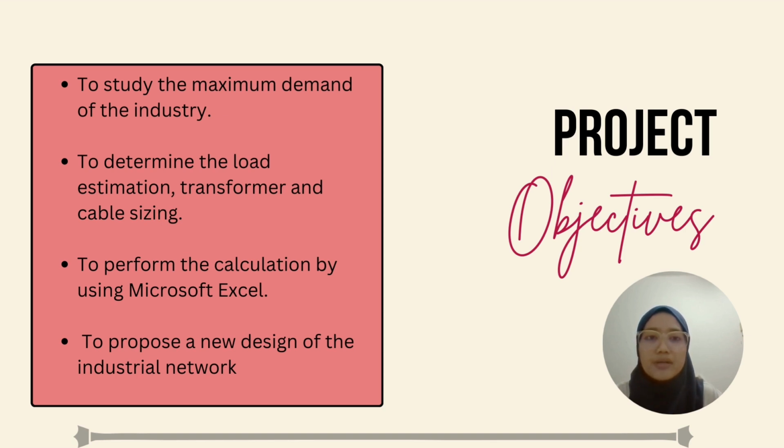I will present about the objective. So there are several objectives of this project. The first one is to study the maximum demand of the industry. The second one is to determine the load estimation, transformer and cable sizing. The third one is to perform the calculation by using Microsoft Excel. And the last one is to propose a new design of the industrial network.